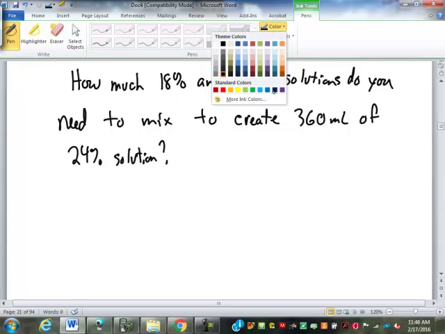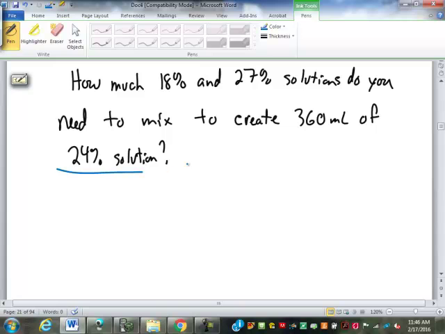So now in this problem, we're given the total amount. This is more practical. Normally, we don't just take, we're going to take this much of the 18%. Well, how much 27% do we have to add to it to get to the 24? Normally, we not only know the concentration we want the final product to be, but we know how much of it we want. So in order to avoid waste, we're not going to just randomly pick an amount for one of the solutions and add to it. We're going to have 360 milliliters of the 24%.